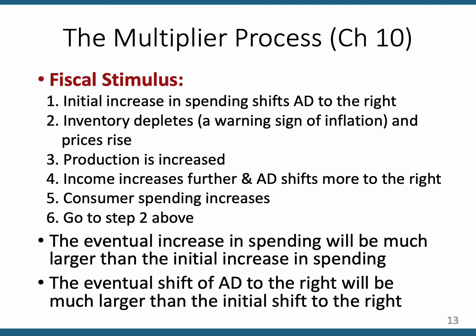Well, if we're producing more GDP, that means there's more income in the economy, which people have to spend. So people will spend some percentage of that increase in income. And this further shifts the aggregate demand curve to the right. Consumer spending increases and go back to step 2. Inventory depletes, and that's a signal to increase prices. So this is just sort of explaining in steps the circle that we went through on the prior slide. This is the multiplier process happening.